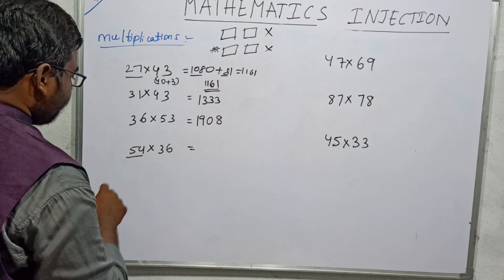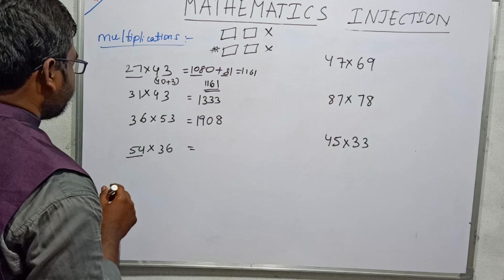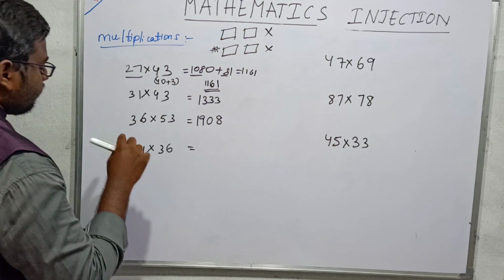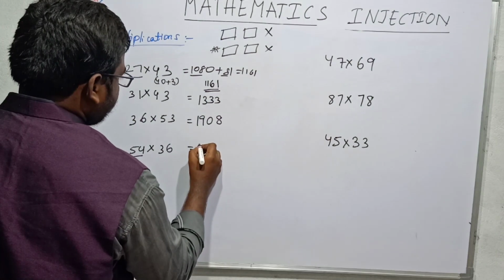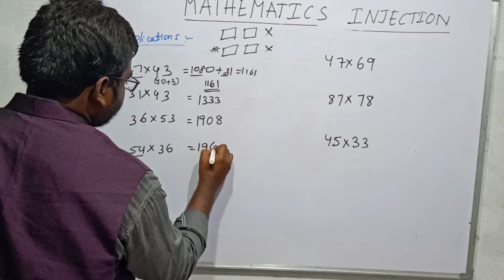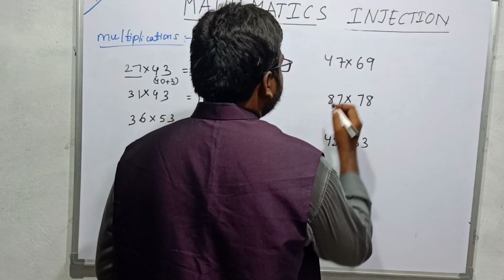You can calculate this if I take 54 as distributor. 54 into 3, 162, I will keep in my mind, and 54 into 6 will be 324. I have 162 in my mind. 162 plus 32, 62 plus 32 is 194, and 4 will be the unit digit. So 1944 is our result.